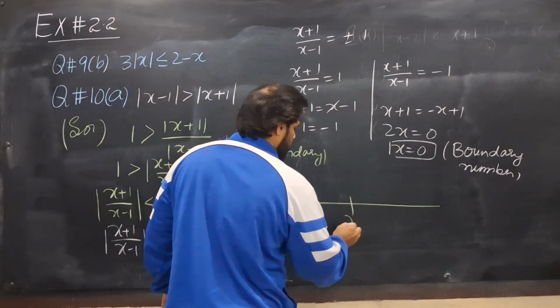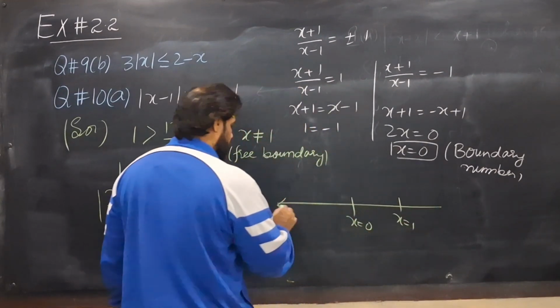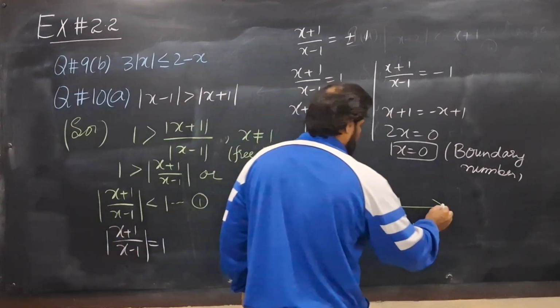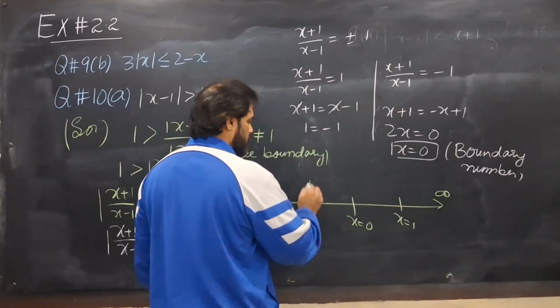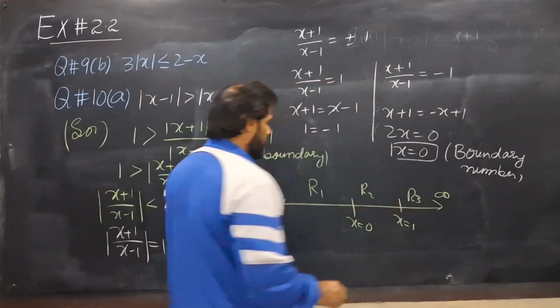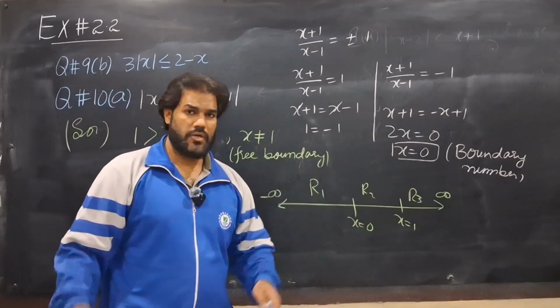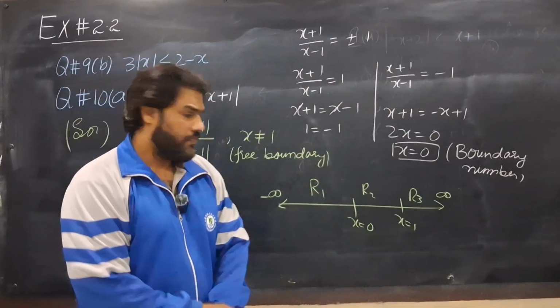This is x equal to 0, this is x equal to 1. This is minus infinity, this is plus infinity, and these are region 1, region 2, region 3. Now we will take a test point from each region. You can write all of these steps properly.